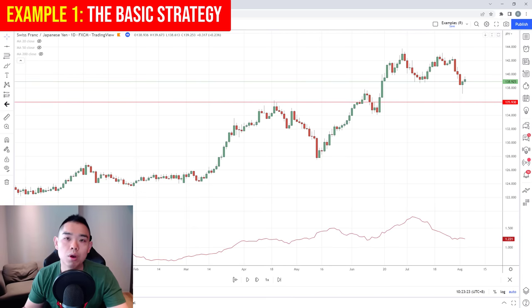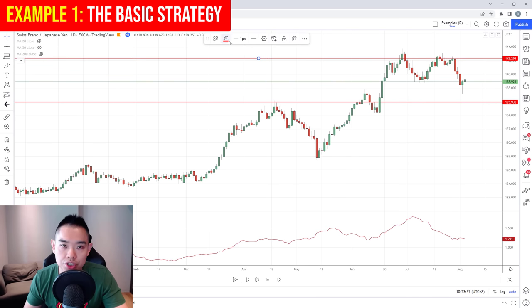And if you recall, what about the target? Where do we want to exit if the market moves in our favor? Usually I like to set my target just before the recent swing high, just before resistance. From what I'm seeing on the chart, this is an area where sellers might come in to push the price lower. So let's change this to blue to signify our target profit.